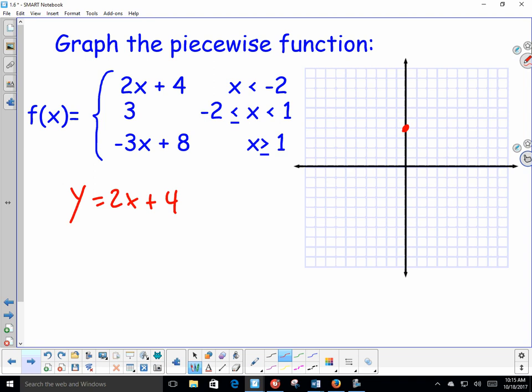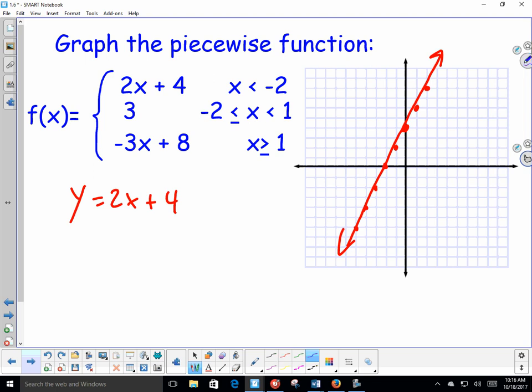So my y-intercept is 4 and my slope is 2. So I want to go up 2 to the right 1, up 2 to the right 1, down 2 to the left 1, down 2 to the left 1. Everybody agree? Yes. So here's my line, it looks like this, but I don't want to keep the entire line. I only want to keep what?